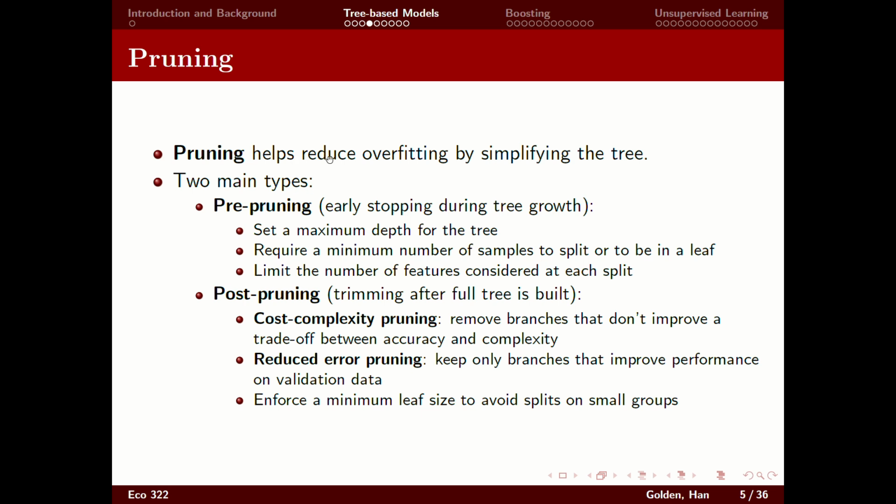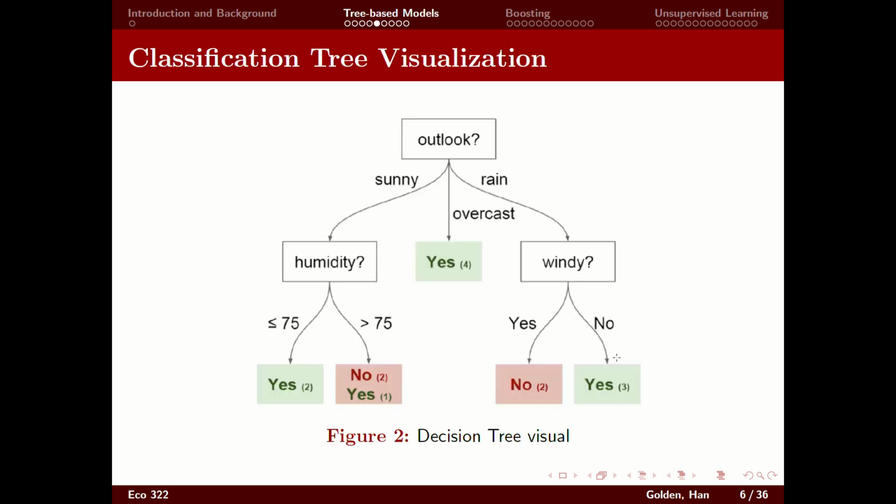Pruning helps reduce overfitting by simplifying the tree. There are two main types. Pre-pruning is early stopping during tree growth. Set the maximum depth for the tree, require a minimum number of samples to split or be in a leaf, and limit the number of features considered for a split. Post-pruning is trimming after the full tree is built. Cost-complexity pruning removes branches that don't improve the trade-off between accuracy and complexity. Reduced error pruning keeps only the branches that improve performance on validation data. Enforce a minimum leaf size to avoid splits on small groups.